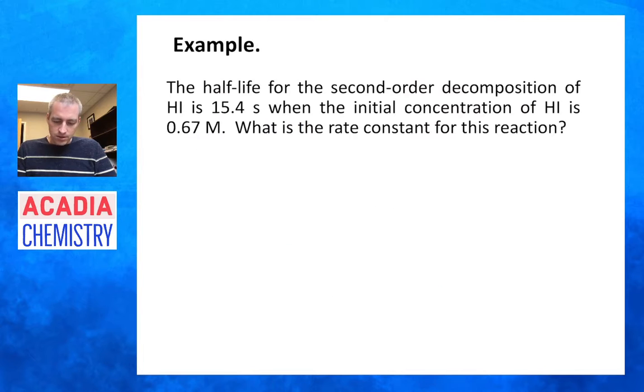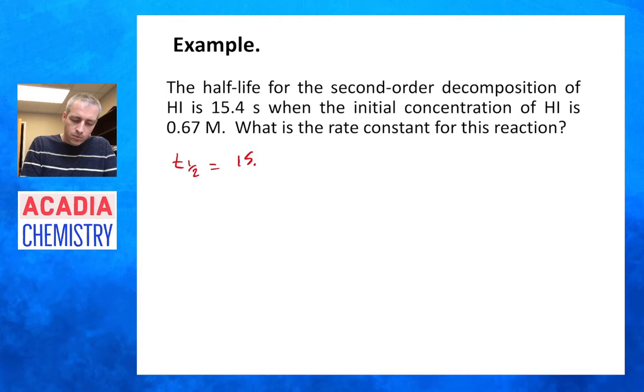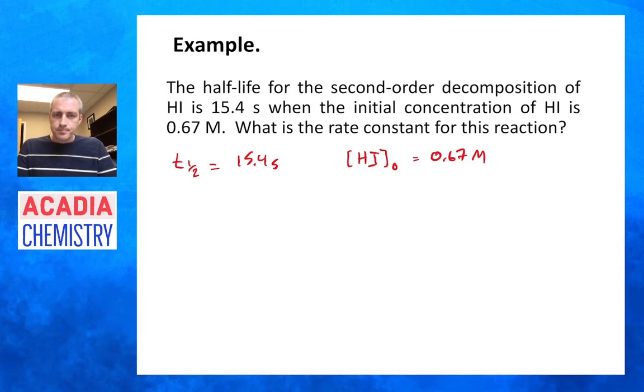All right, we have a question here, and it asks: the half-life for a second order decomposition of HI is 15.4 seconds when the initial concentration of HI is 0.67 molar. What is the rate constant for the reaction? So t1/2 is 15.4 seconds, and our initial concentration of HI is 0.67 molar.